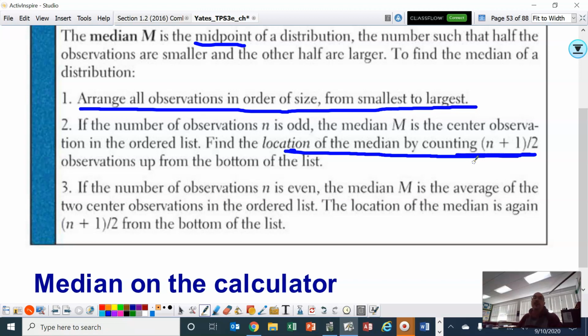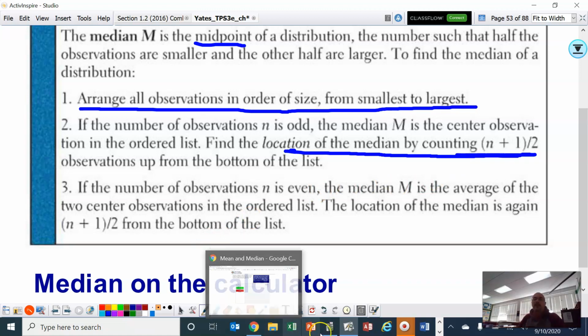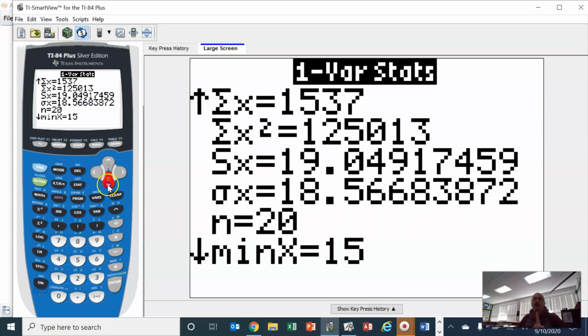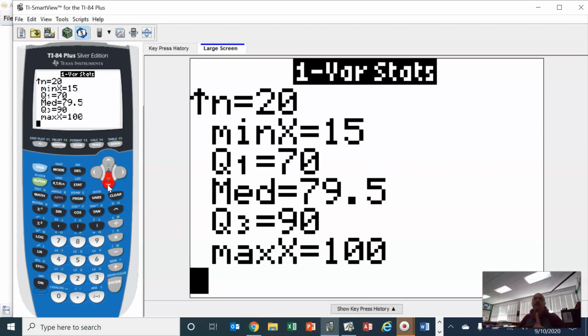Okay, if you've got 30 numbers in your list, that means the middle would be the 15th and 16th number added together, divided by 2. I'll go over that. But the calculator will find the median for you. So if I'm on that same screen from before, if I just scroll down, ladies and gentlemen, there's the median right there. So the middle of this data set is 79.5. All right, so the calculator finds that.